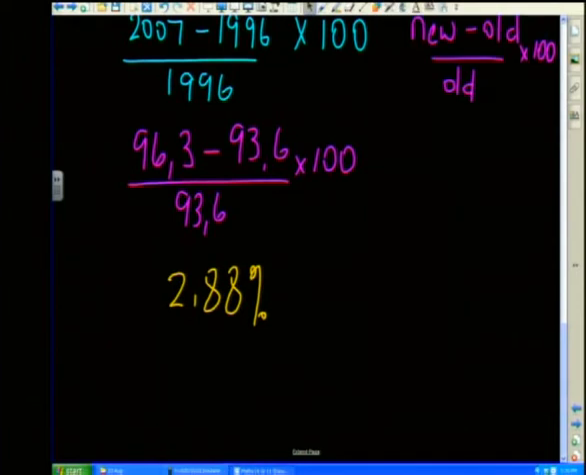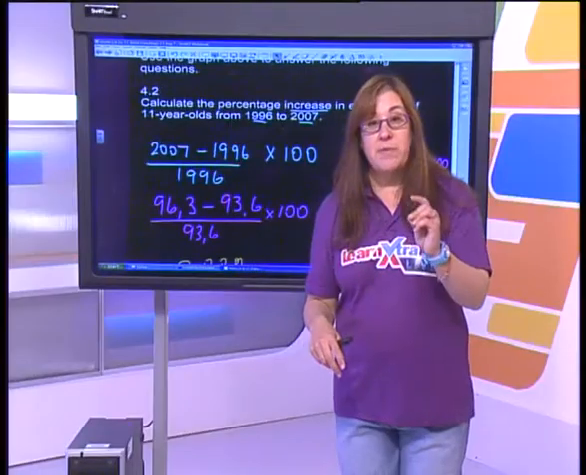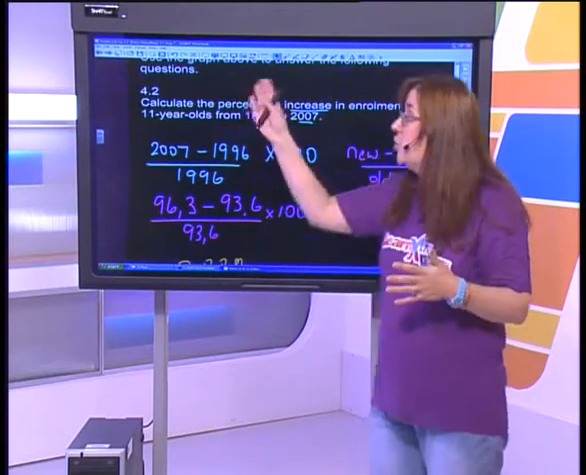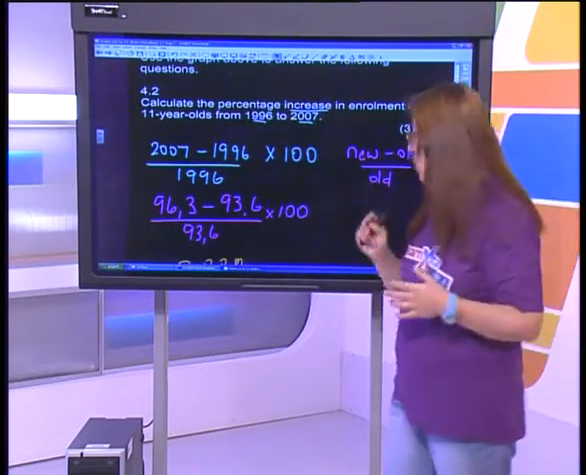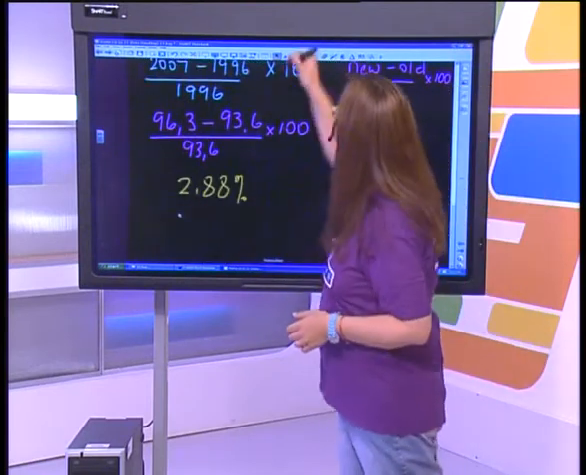I'm going to round to 2 decimal places because it hasn't said otherwise. Well, I'm going to double check the question. It just says calculate the percentage increase in enrollment. Okay, 2 decimal places because your exams usually say 2 decimal places. So if there's no instruction otherwise, then go with 2 decimal places. And remember, that's a percentage and it's an increase.